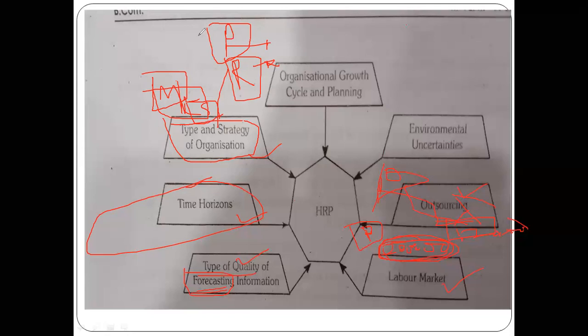So these are the factors which influence human resource planning: organizational growth cycle and planning, environmental uncertainties, outsourcing, labor market, type and quality of forecasting information, time horizons, and type and strategy of organization. As you all know, apart from these, social factors, cultural factors, and economic factors, all these forces play a major role in HRP, that is human resource planning.